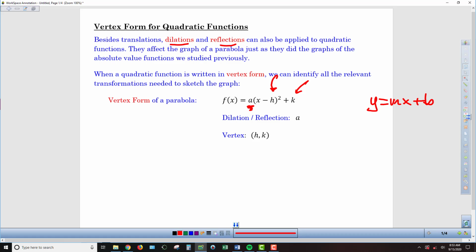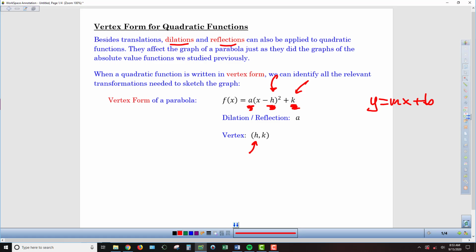So the vertex is going to be the (h, k). So h is the number that's being subtracted from x, so it's going to be the opposite of the positive or negative sign that we see. So if that said x minus 4, we would have positive 4 as our x coordinate.